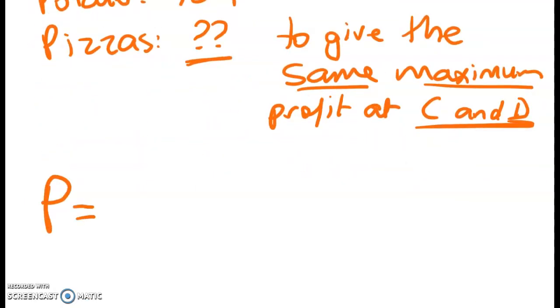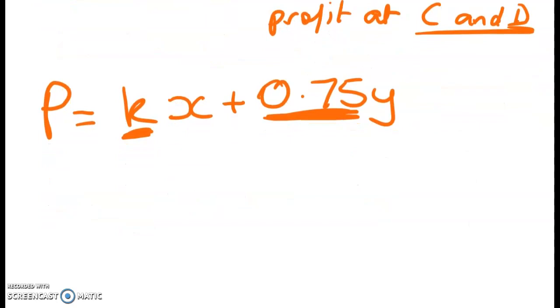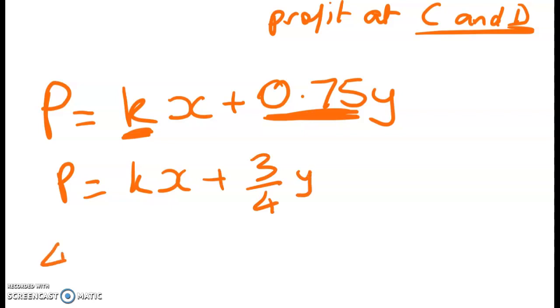So my new profit function is going to be equal to kx plus 0.75y. The way to get the gradient being negative 1 is going to be to have this equal to this. So some of you will be able to see that from looking, but some of you won't. So I'm going to do a wee bit of algebra just to show you what I'm doing here to get this, because you might have a different question where you didn't have a nice easy gradient. So we've got P is equal to this unknown price plus 3/4 y. So we're going to do our rearranging thing again.